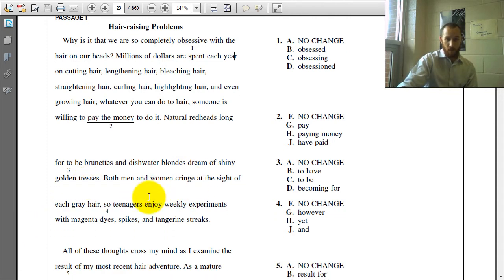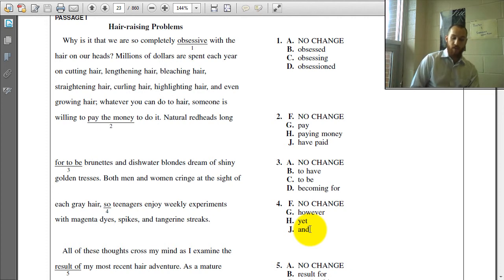Moving on. Both men and women cringe at the sight of each gray hair, so teenagers enjoy weekly experiments with magenta dyes, spikes, and tangerine streaks. Options are no change, however, yet, and. The first part of the sentence and the second part of the sentence are independent clauses that refer to different hairstyles. Answer choice J is the correct answer, and it makes the most sense here.